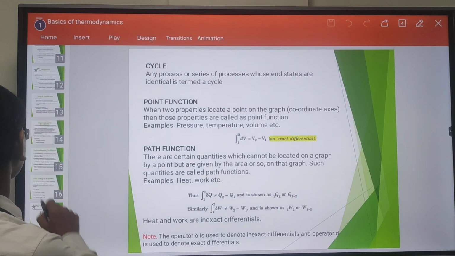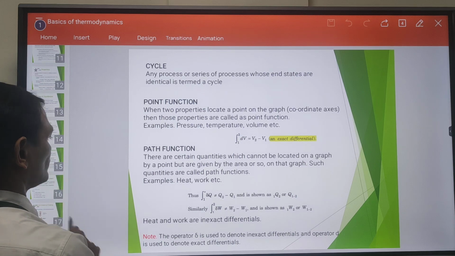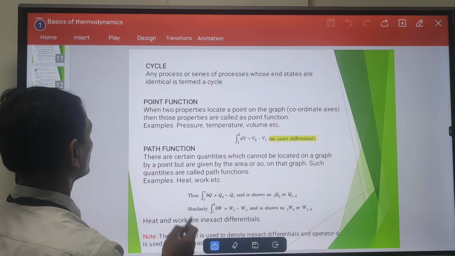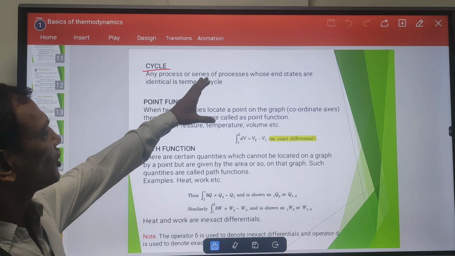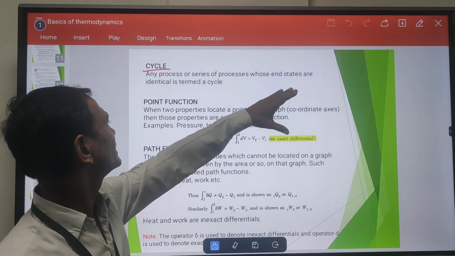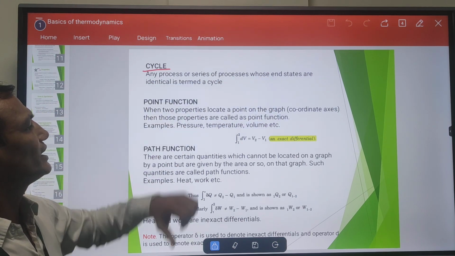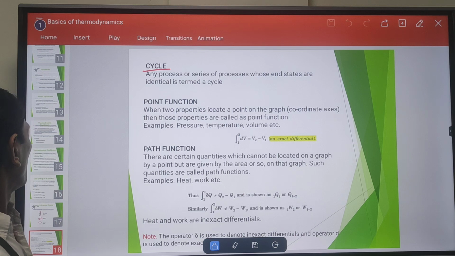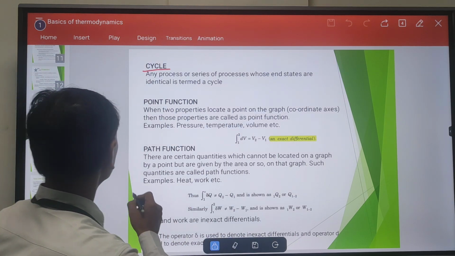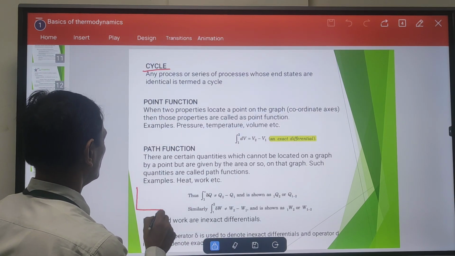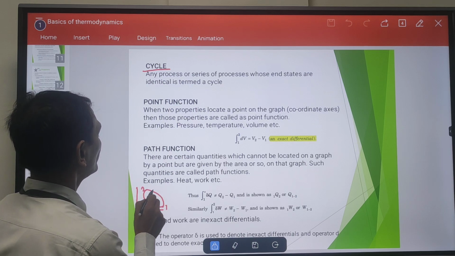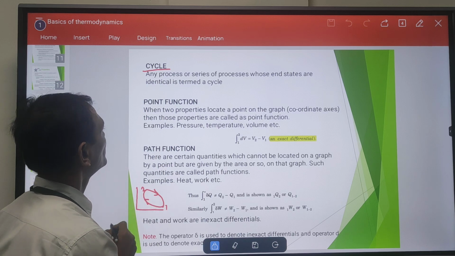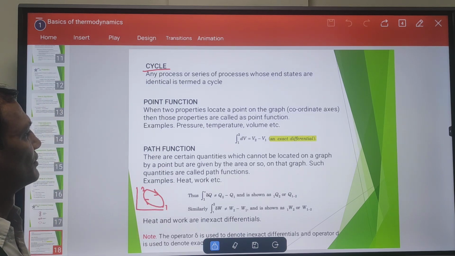And now, cycle. Any process or series of processes whose end states are identical is termed a cycle. It means that it starts at one point and ends at the same point.